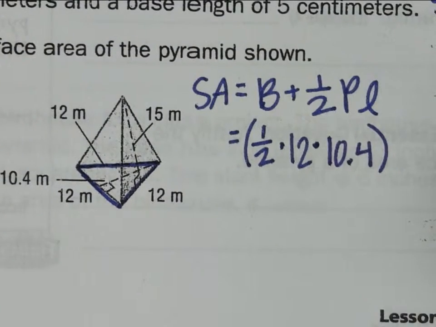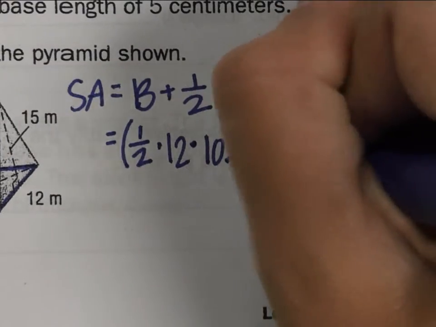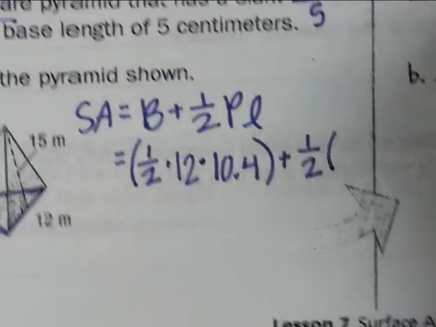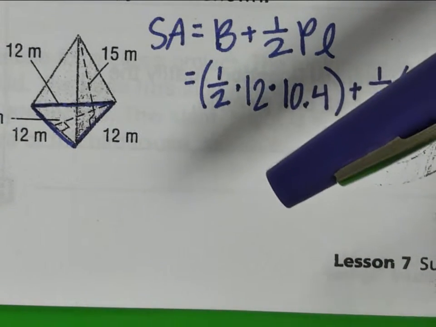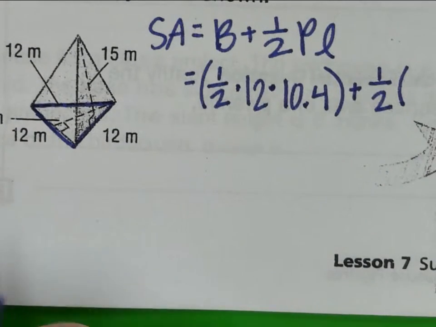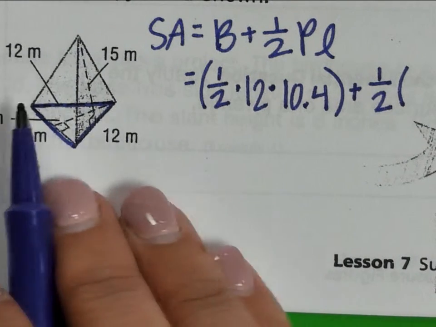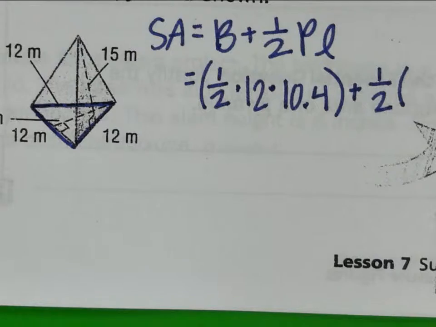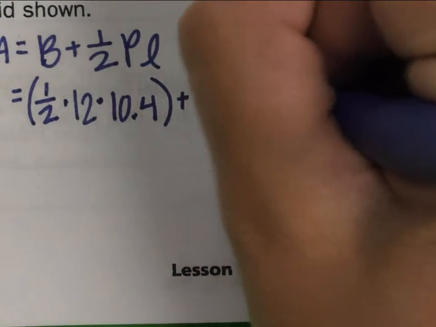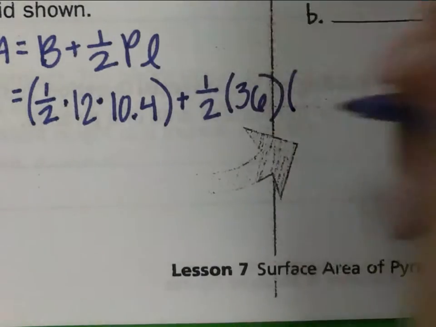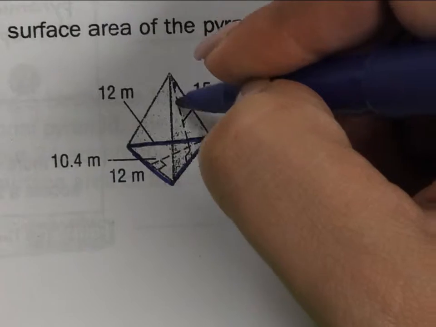So that's capital B. Now I need to find capital P. How do I find capital P? You just add all those sides up. So here's 12 plus 12 plus 12. What is 12 plus 12 plus 12? 36. So capital P is 36. And then what is my slant height? 15. Is that the dotted line right there?